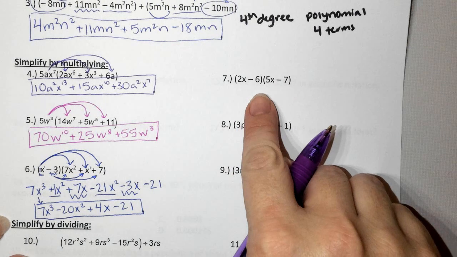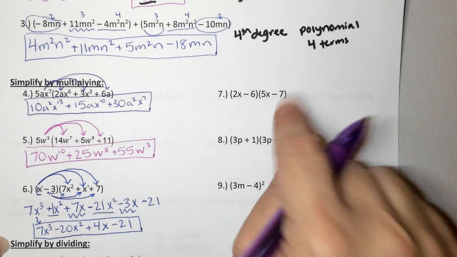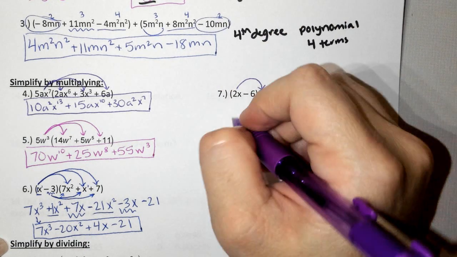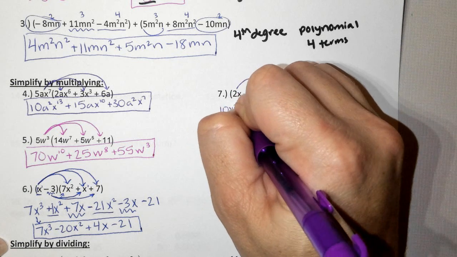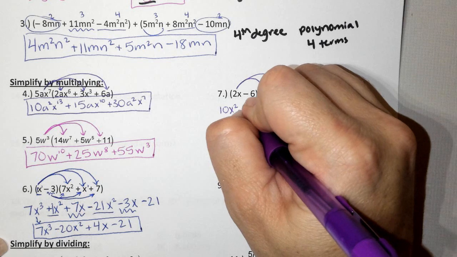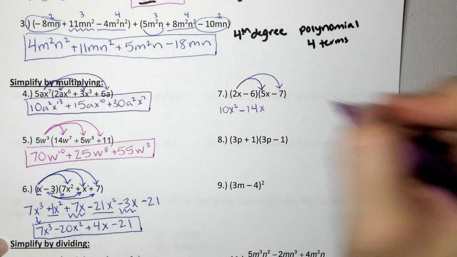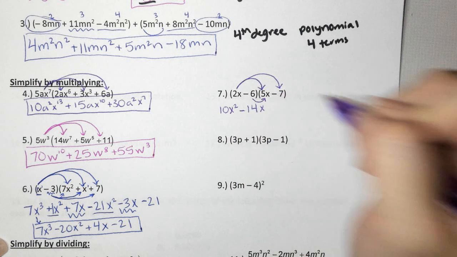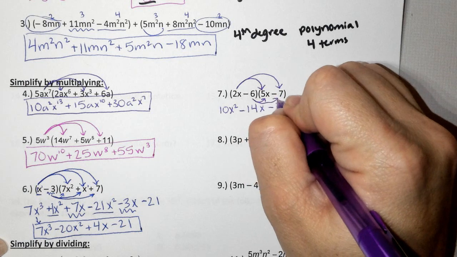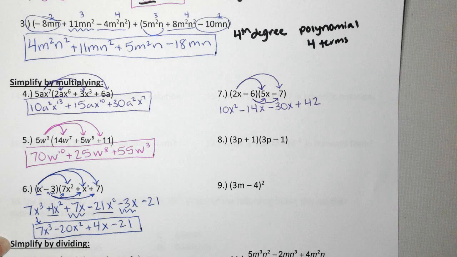So again, we're going to double distribute. So this one's a little easier because this was a 2 term times 3 terms. This is 2 times 2, so it's going to be a little easier. So 2x times 5x, well 2 times 5 is 10, x times x is x squared. 2x times negative 7, well 2 times negative 7 is negative 14, and then an x. And now we distribute our negative 6. Negative 6 times 5x is going to be negative 30x. And then negative 6 times negative 7, well 2 negatives makes a positive, and 6 times 7 is 42.